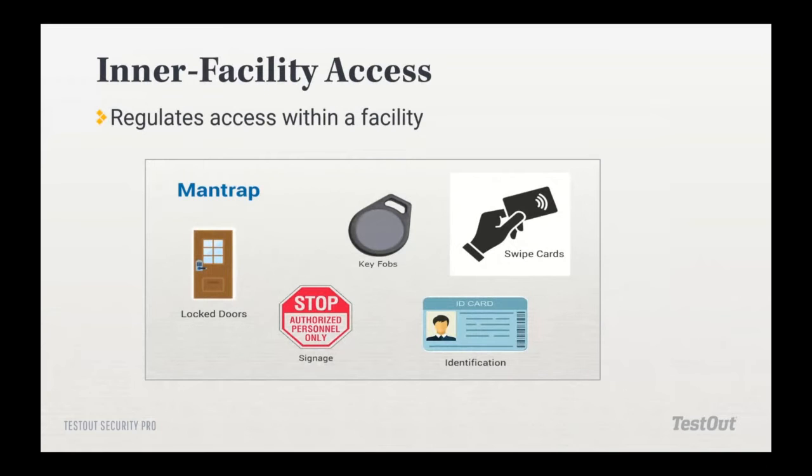Now, inter-facility access. There are a couple of different ways we can use the man trap that we just looked at. We have locked doors, and may have key fobs, cards, or some type of identification. We put signage up saying authorized personnel only. One of the biggest things to keep in mind with inter-facility access is not to allow unauthorized people access to the building without an escort. So if you have third-party contractors coming in to a secure area, you want to make sure that somebody who is credentialed escorts them to their areas.